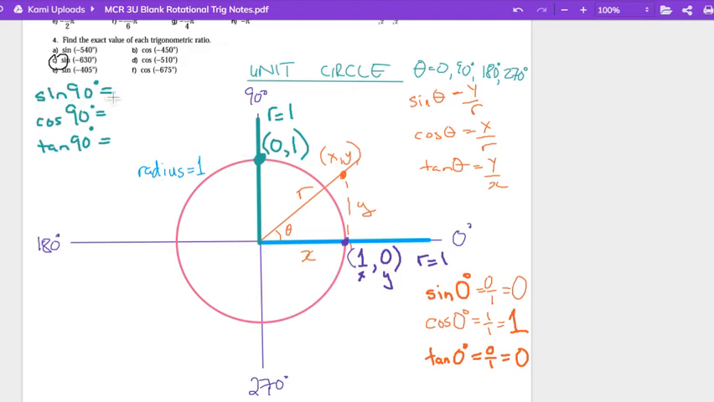All right. Sin of 90 is going to be y over r. So if y is 1, r is 1, what's sin of 90? 1. Do you see how I got that, or did I go too fast? Too fast? Okay. If cos of 90 is x over r, that's 0 over 1. What's that? 0. And if tan of 90 is y over x, we've got 1 over 0.